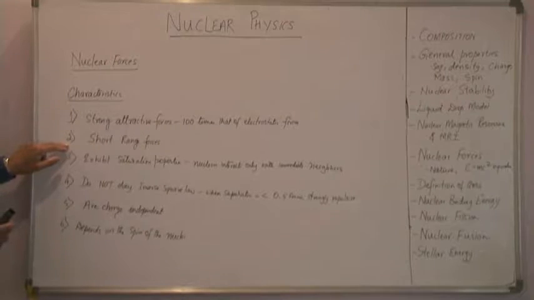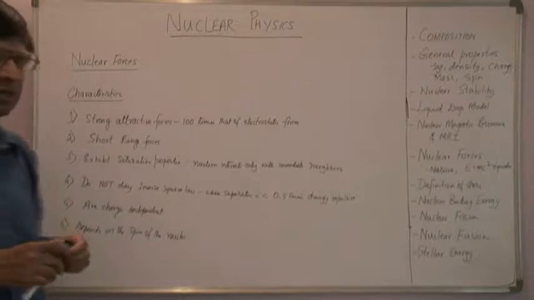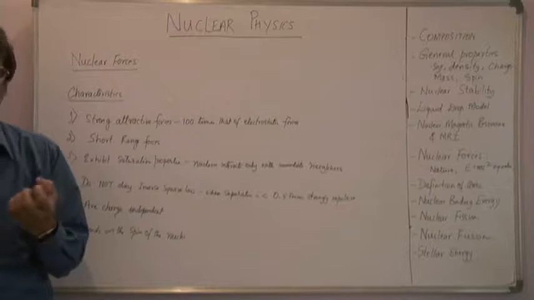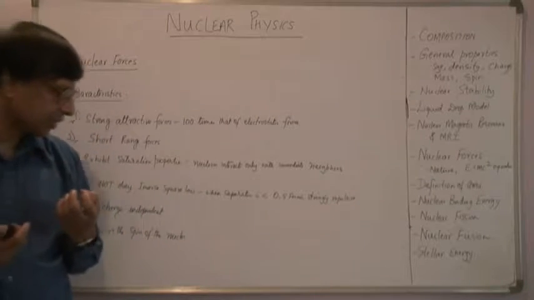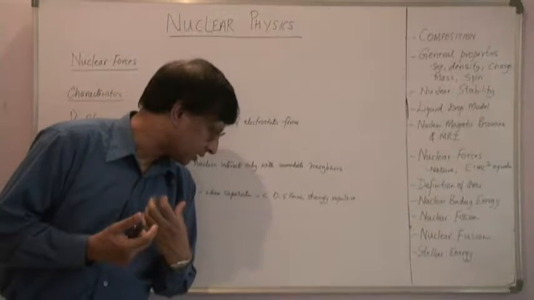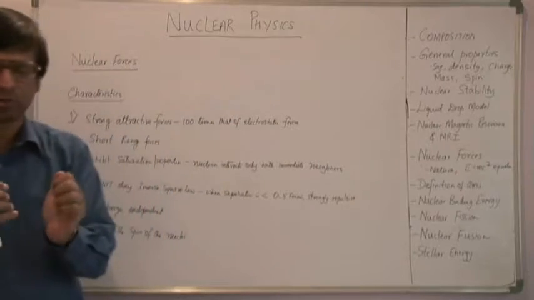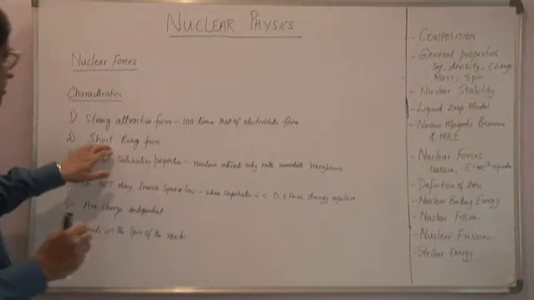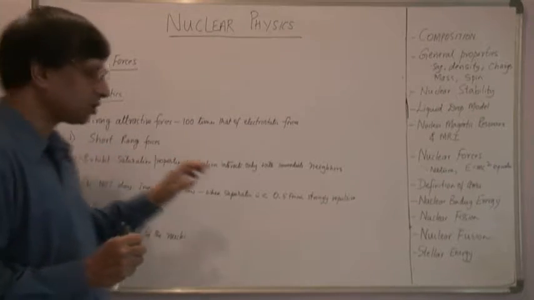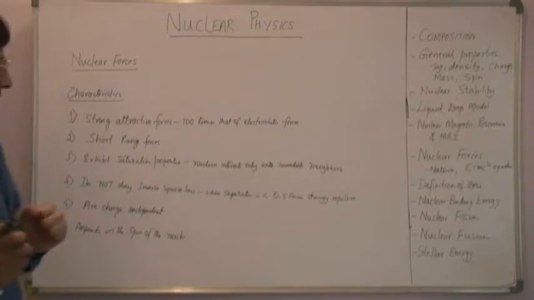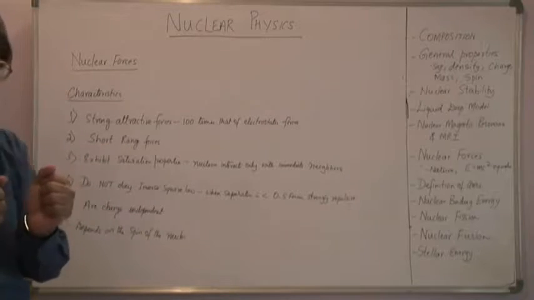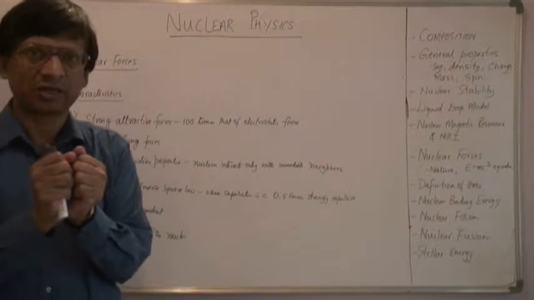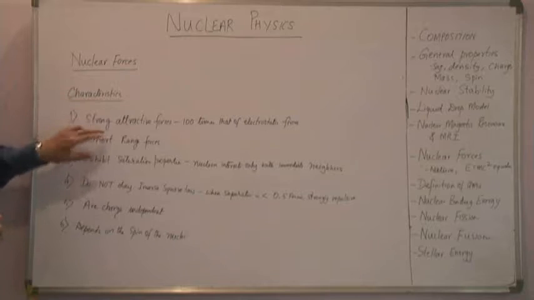The next point is, they are very short range forces. Nuclear forces are very short range in nature. So for example, if the distance between any two particles is about 10 Fermi, then the nuclear forces become minimal or almost non-existent between those two particles. So long as the particles are close together, these nuclear forces act on them.